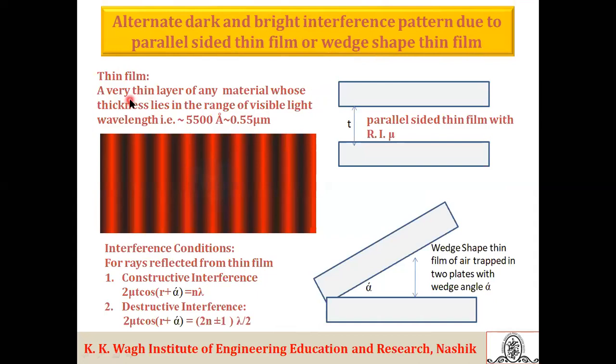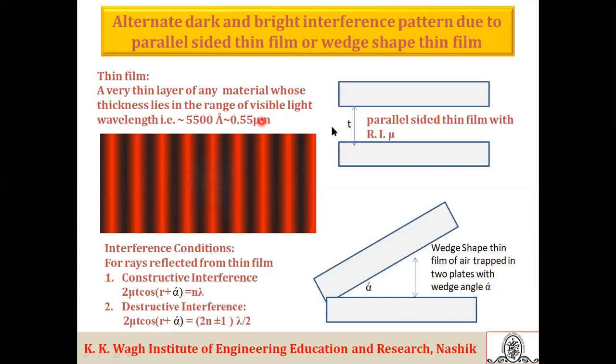The practical or technical definition says that it's a very thin layer of any material, maybe solid, liquid or gas, whose thickness lies in the range of visible light wavelength. How much? Near about 0.55 micron, very small. Just close to your eyes' visibility. So, such a very small thickness thin layer.